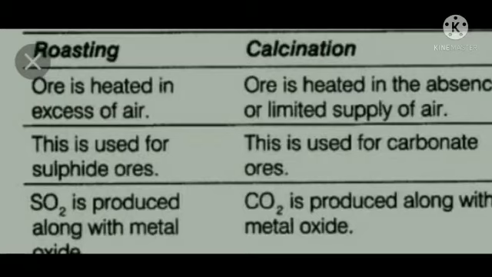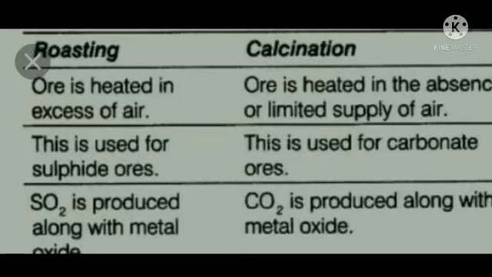After concentrating the ore, after cleaning the ore by hydraulic washing, the next step is roasting and calcination. In roasting, they will heat the ore by supplying excess air. If you are choosing calcination, the ore is heated either in the absence of air, or they will give only a limited supply of air. Or else we can say it's a total absence of air. That's the difference between roasting and calcination.